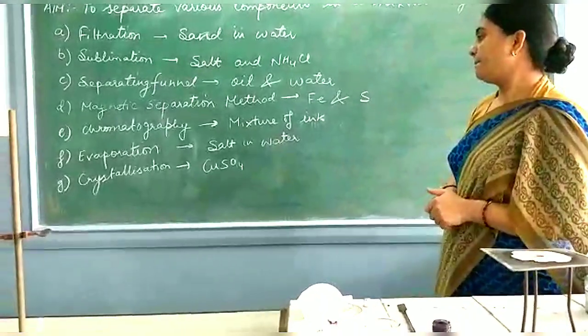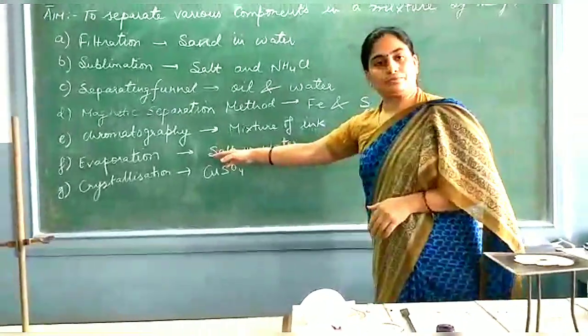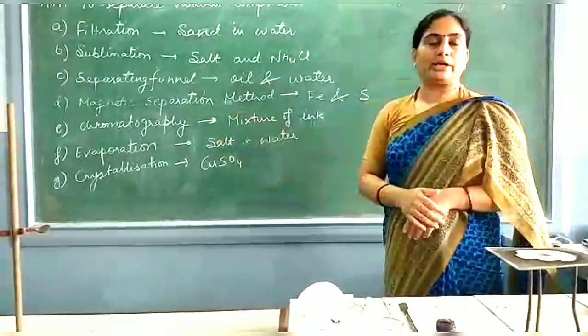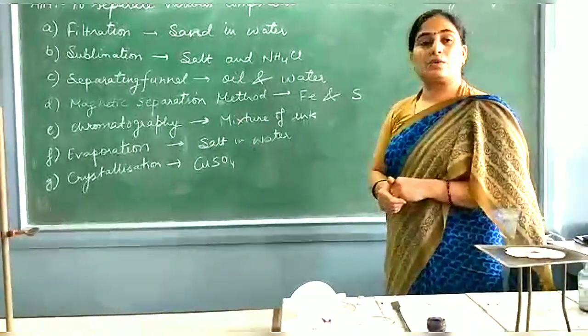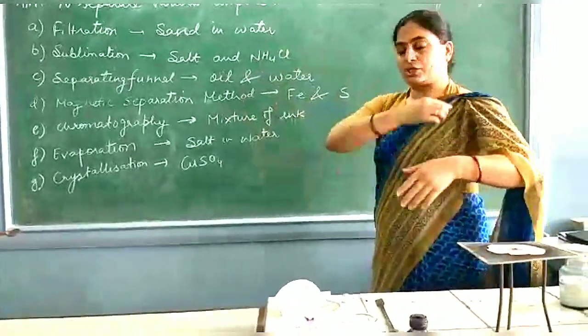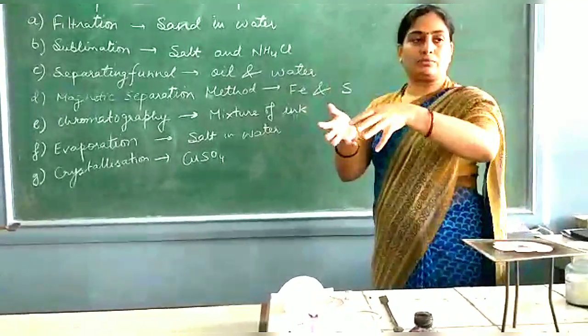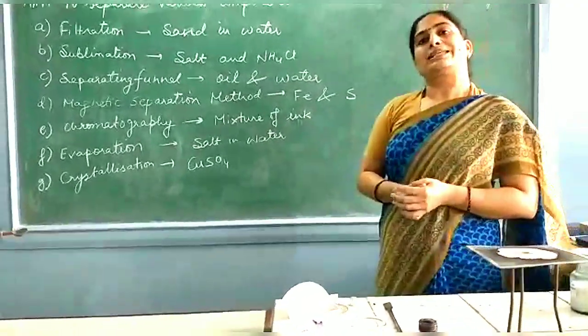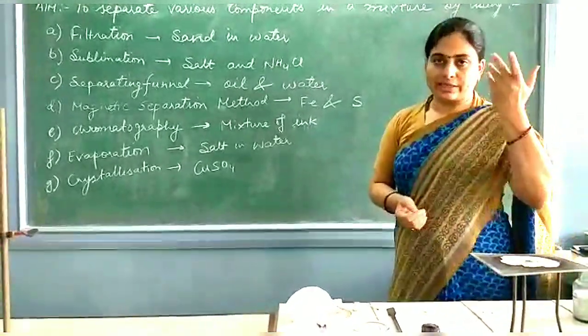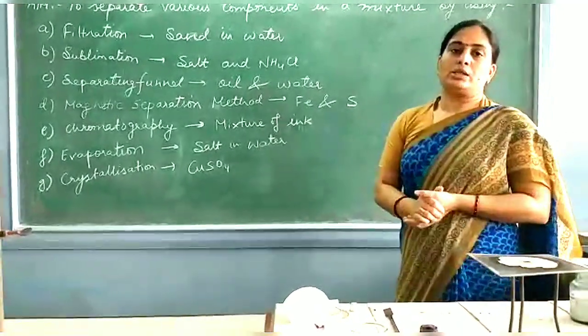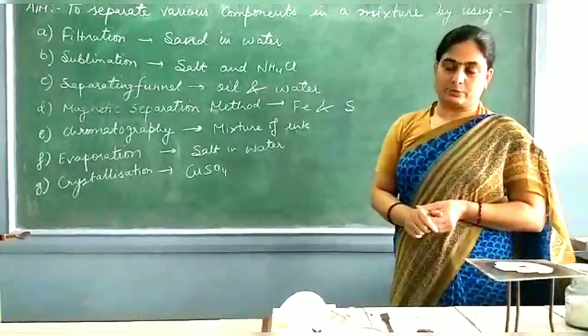Next we have is evaporation. A very good example of evaporation is evaporation of seawater. We have long shallow pits and we add some seawater into them, allow it to stand for some days so that the water gets evaporated, leaving salt. This is how the large-scale manufacture of salt takes place.